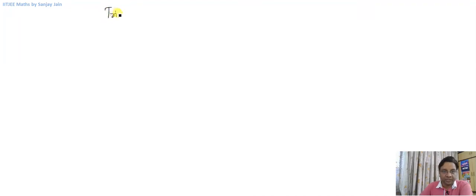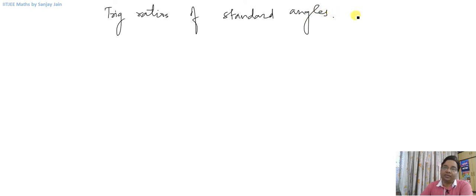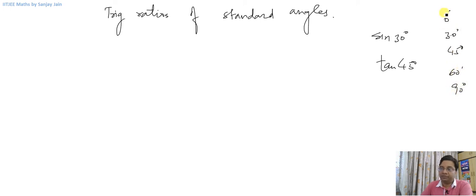Let us discuss trig ratios of standard angles. What I want to say is we will look at the ratios of some specific angles, which are standard angles. We will get the value of sine 30, we will get the value of tan 45, and all these standard angles like 0, 30 degrees, 45 degrees, 60 degrees, 90 degrees. We will find the values of these trig ratios at these standard angles.